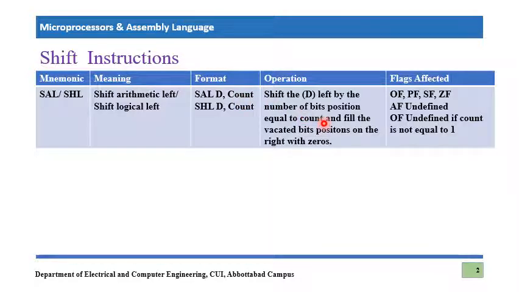What will happen if we are shifting our D operand towards the left? Definitely there will be some vacant places created on the right side. So what will happen? You have to fill them with 0. That is the operation, and we are going to see these things in detail when we practice in the emulator.